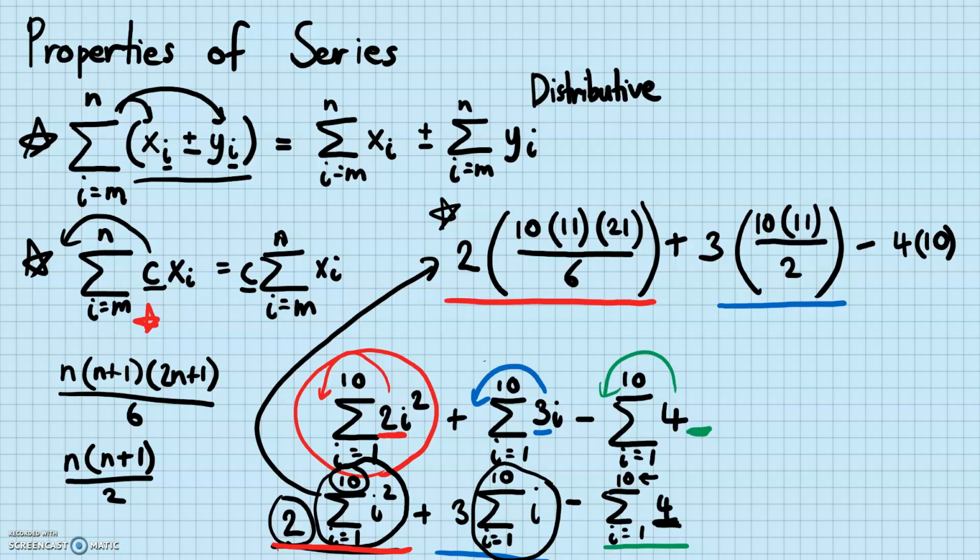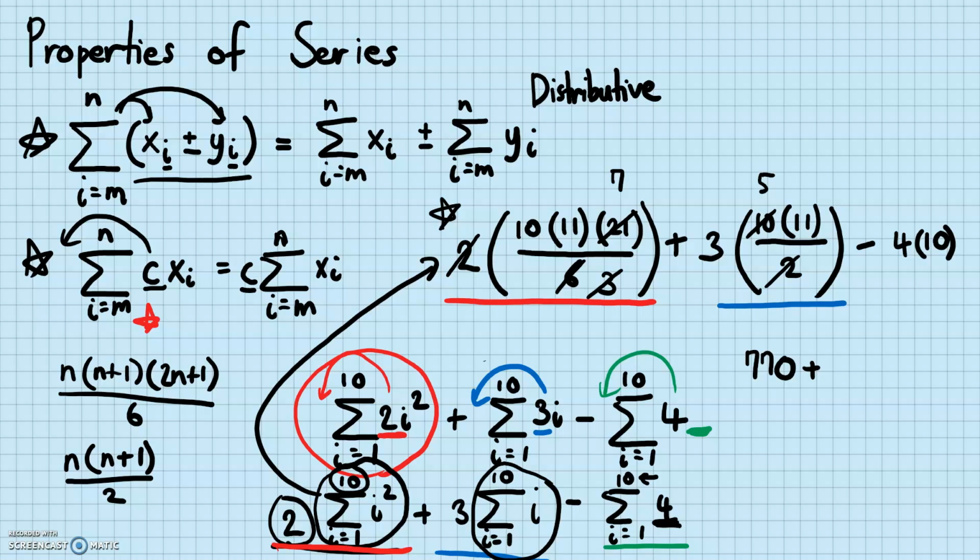And the first part here, in fact, we can cancel a whole lot of things. So the 2 and the 6 will cancel. The 6 will become 3. The 3 and the 21 will cancel. That will become 7. And here, the 2 and the 10 can cancel. That will become 5. Okay, so we have 10 times 11 times 7. That's 770.